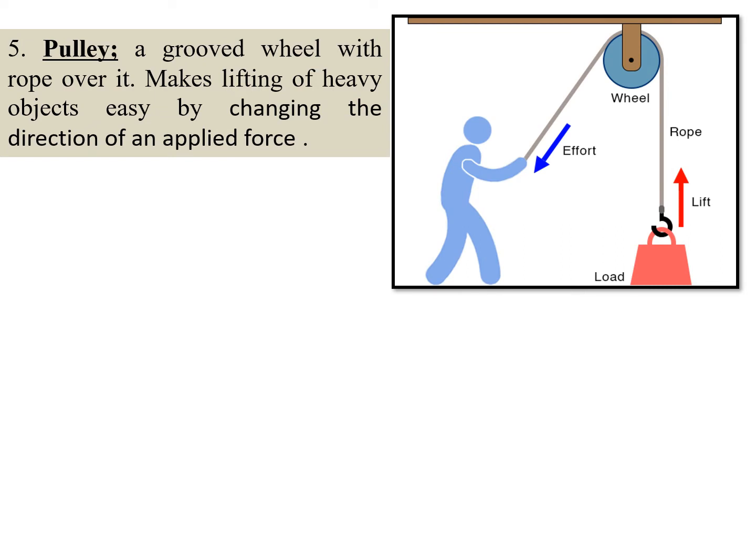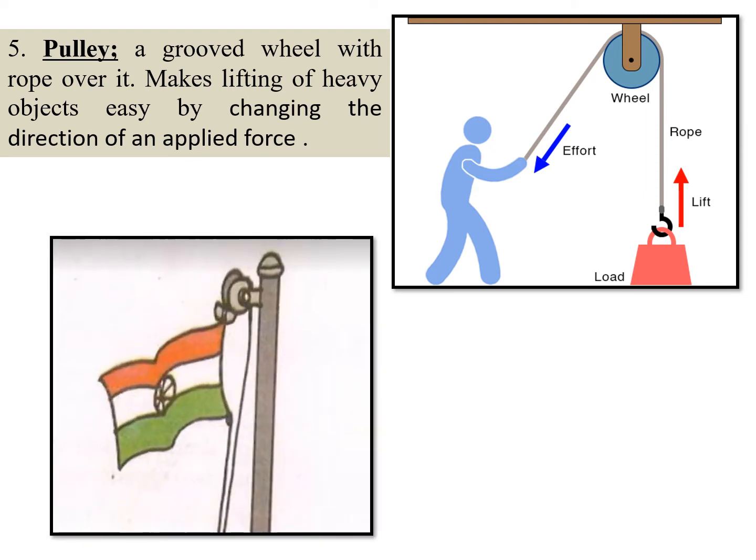Fifth is a pulley. What is a pulley? Pulley is a grooved wheel with rope over it. Makes lifting of heavy objects easy by changing the direction of an applied force. So a grooved wheel through which a cable or a rope is made to pass. So here the work is made easy by changing the direction of the applied force. Where do we find pulley? For the pole, for using flag hoisting, we have this post where pulley is used.